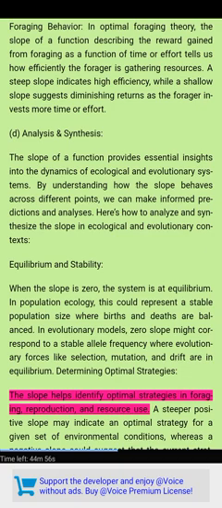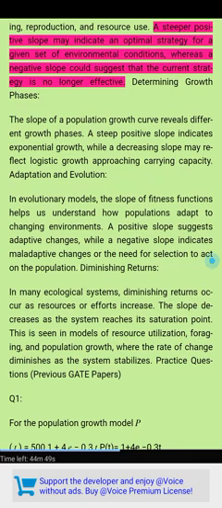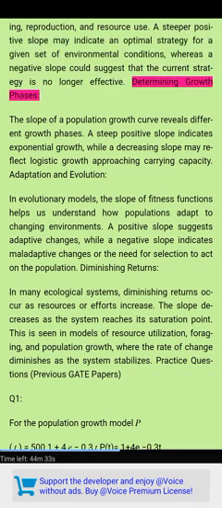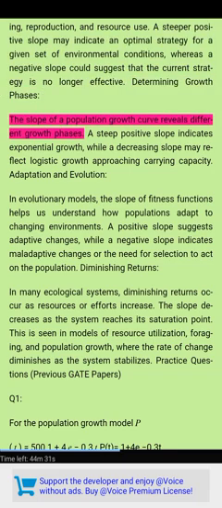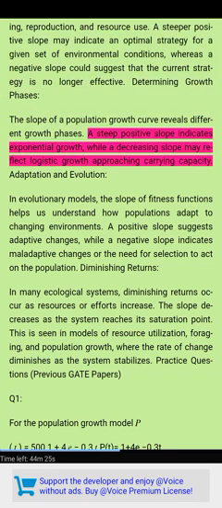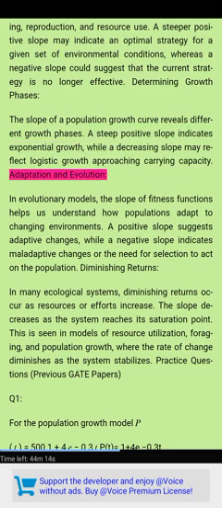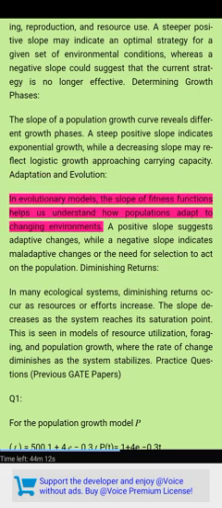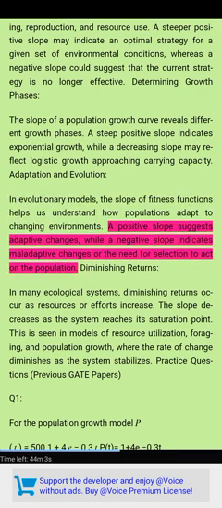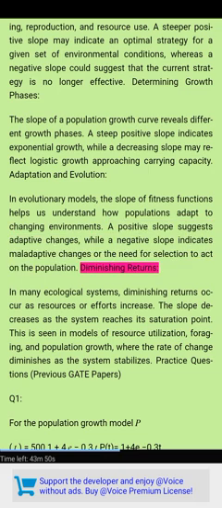Determining optimal strategies. The slope helps identify optimal strategies in foraging, reproduction, and resource use. A steeper positive slope may indicate an optimal strategy for a given set of environmental conditions, whereas a negative slope could suggest that the current strategy is no longer effective. Determining growth phases: the slope of a population growth curve reveals different growth phases. A steep positive slope indicates exponential growth, while a decreasing slope may reflect logistic growth approaching carrying capacity. Adaptation and evolution: in evolutionary models, the slope of fitness functions helps us understand how populations adapt to changing environments. A positive slope suggests adaptive changes, while a negative slope indicates maladaptive changes or the need for selection to act on the population. Diminishing returns.